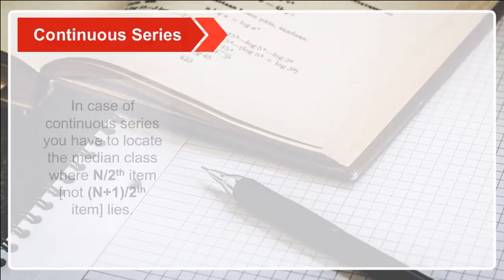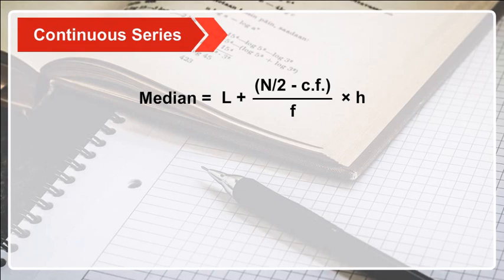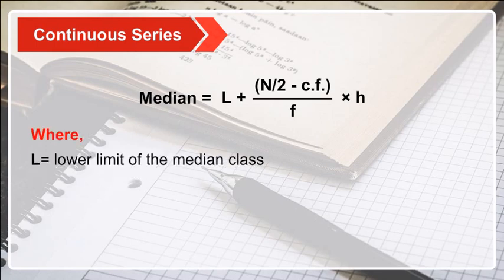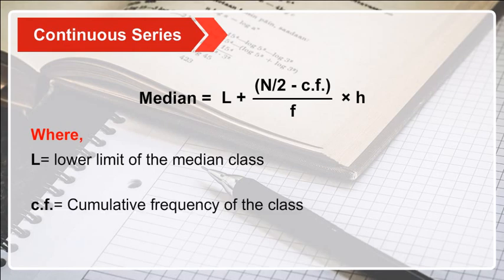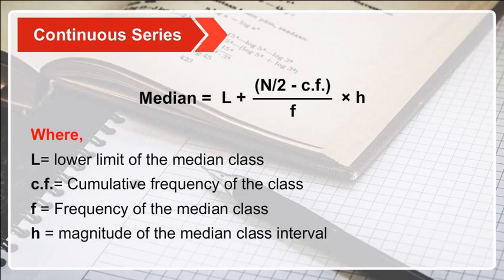Continuous series. In case of continuous series, you have to locate the median class where n upon 2th item, not (n plus 1) upon 2th item, lies. The median can then be obtained as follows. Median is equal to L plus ((n upon 2 minus Cf) upon f) into h, where L is equal to lower limit of the median class. Cf is equal to cumulative frequency of the class. F is equal to frequency of the median class. H is equal to magnitude of the median class interval.